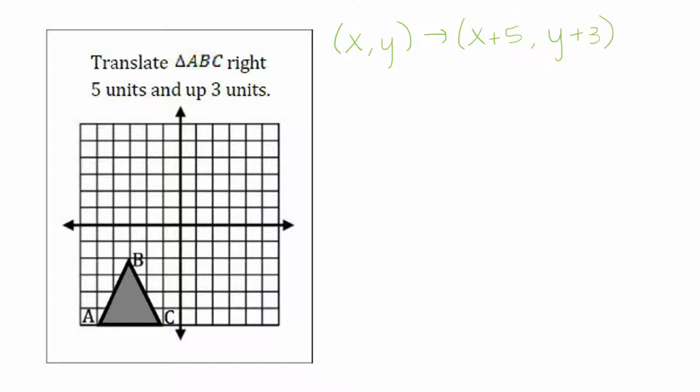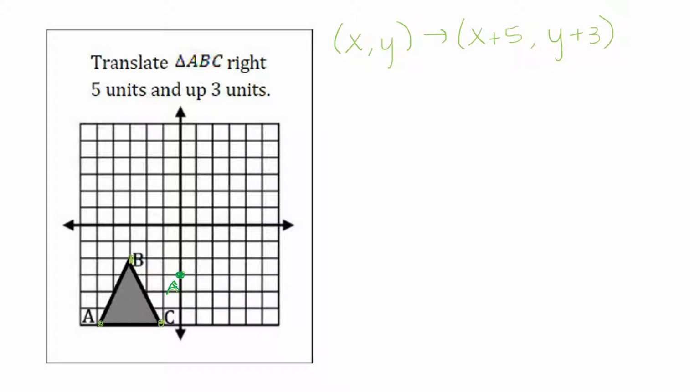So then when I go to all my points, A, B, and C, we're going to take all of them and move them individually by moving them right 5 units and up 3. So from A, it looks like I'm going to go 1, 2, 3, 4, 5, and then I'm going to go up 3. So A prime is going to be right here. I'm going to use a darker color so we can see that.